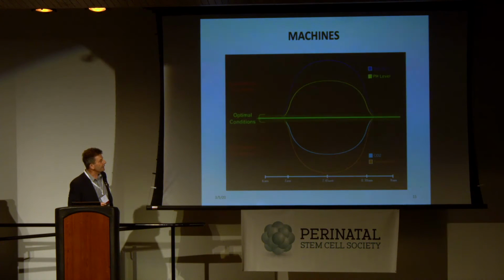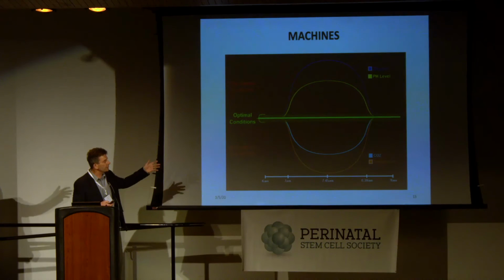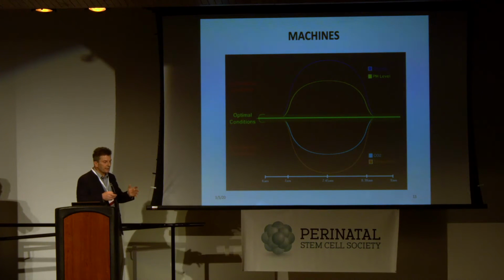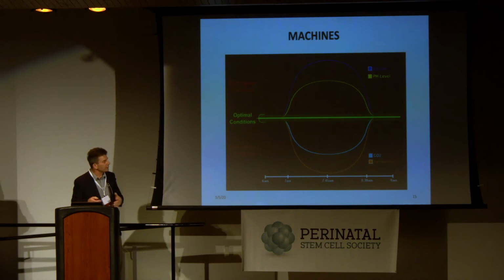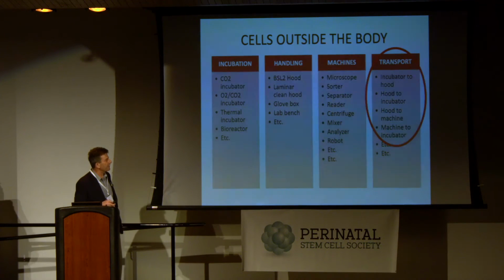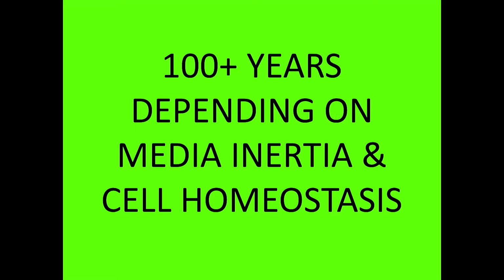Machines, usually the same thing. There's a huge consequence of the beneficial aspects of taking cells and putting them in machines: they experience suboptimal conditions. And this includes the upstream staging, getting ready to go into the machine, maybe the downstream as it's waiting for other samples. So again, variability in these critical process parameters. Transport, same concept, usually suboptimal conditions.